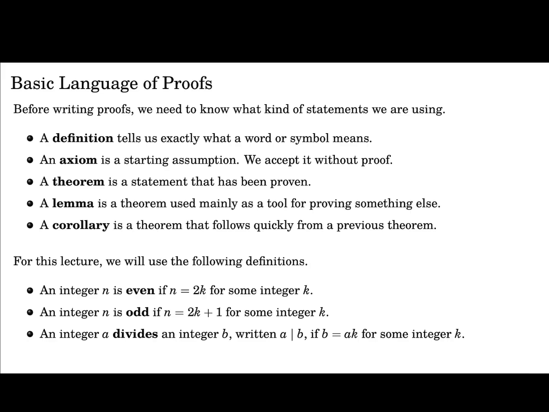For example, we use the following definitions. We will say an integer n is even if n can be written as 2 times k for some integer k. As an example, the number 6 is even. If we take n equal to 6, then it is even, because if you take k equal to 3, then n is equal to 2 times k. So 6 is equal to 2 times 3, and this is the definition of even.